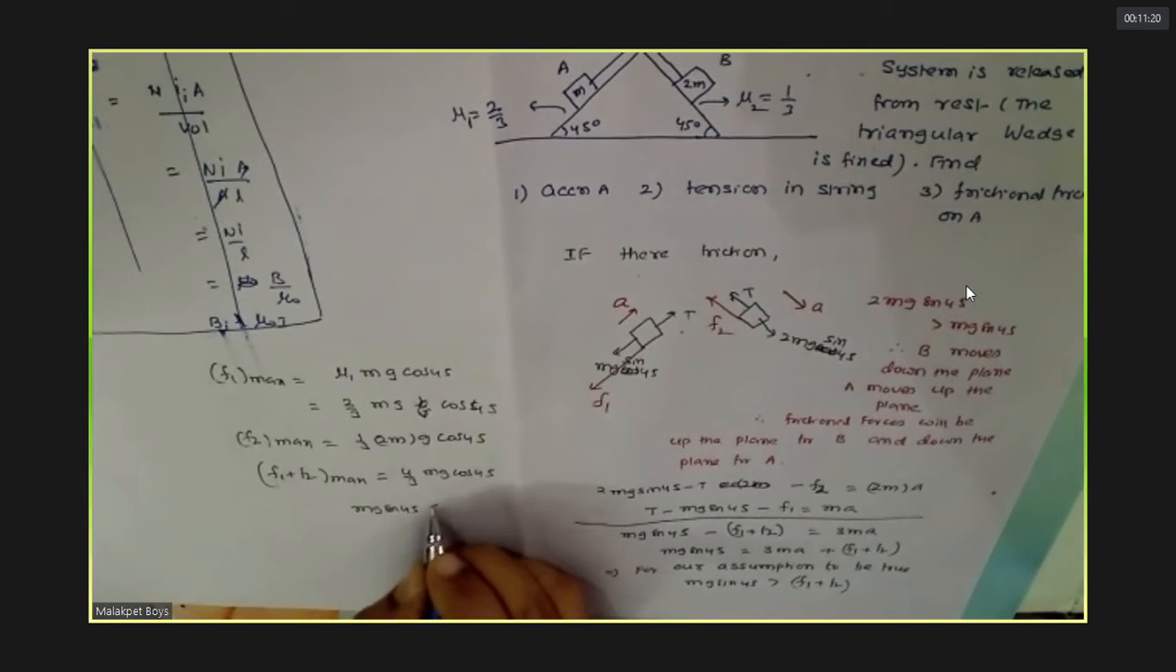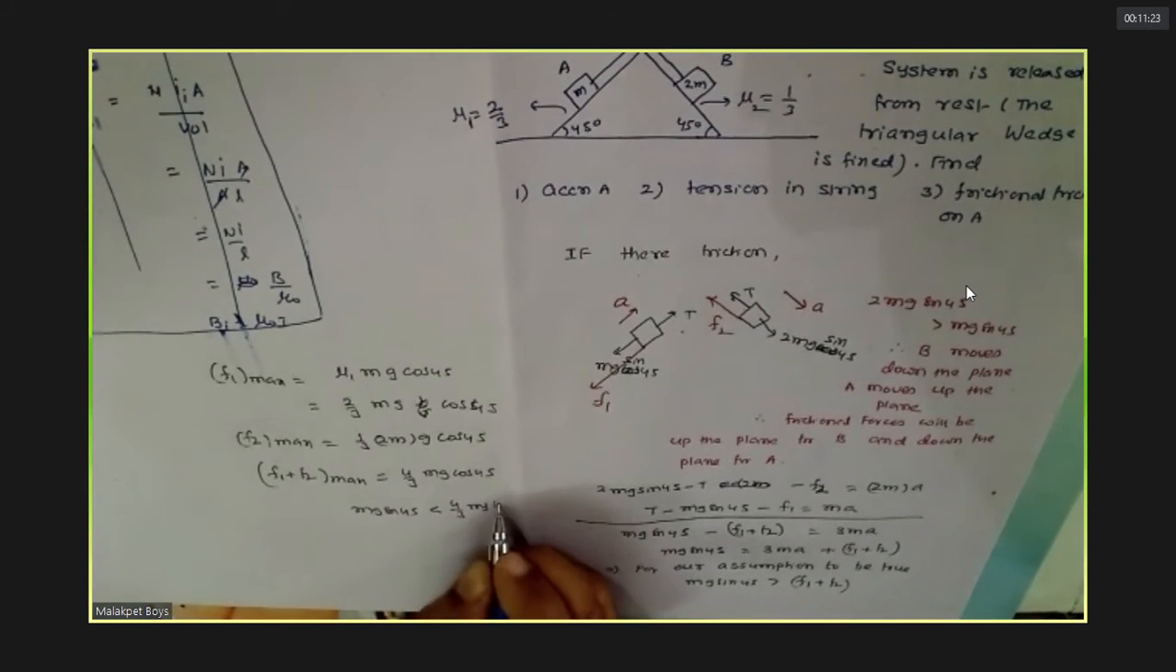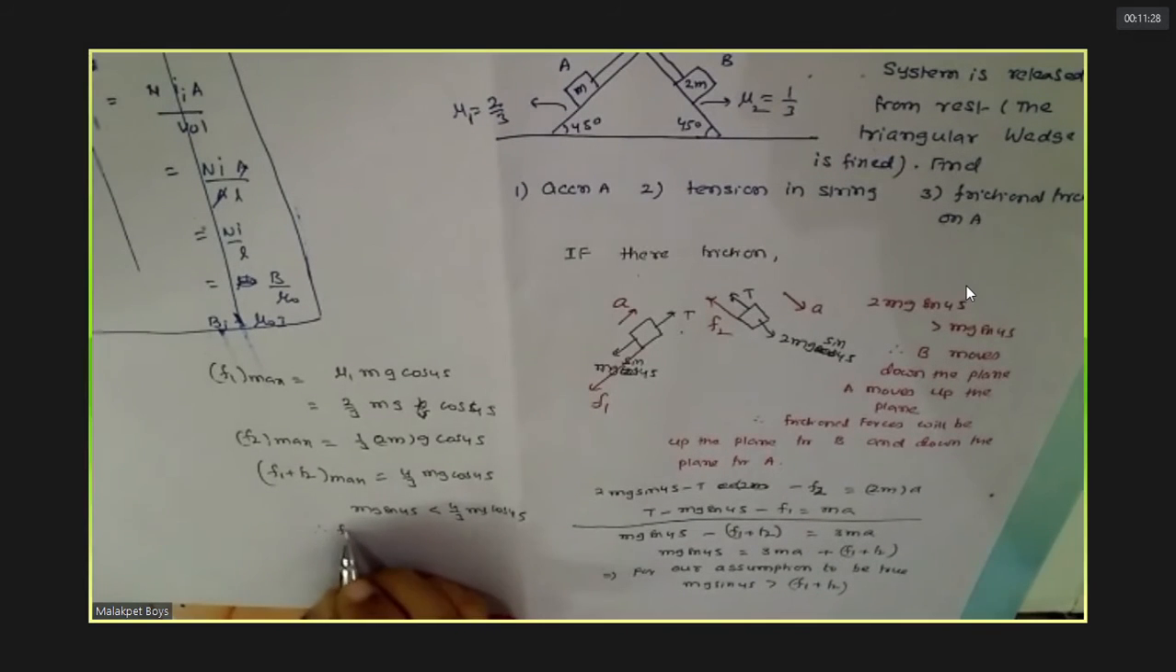Now you can see mg sin 45 is less than 4 by 3 mg cos 45, no? That means it is not greater than. Do you agree with this? That means our assumption that the blocks accelerate is wrong, no? That means the blocks will not accelerate. Understood this whole story?